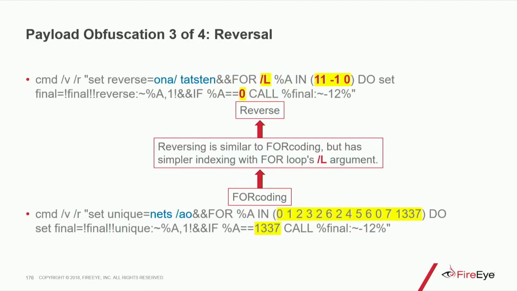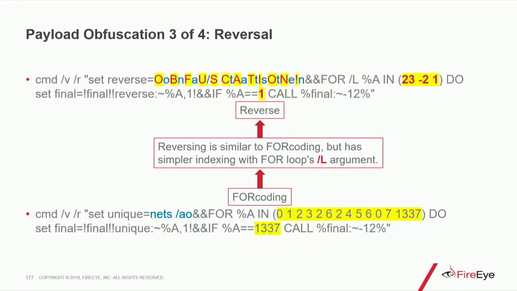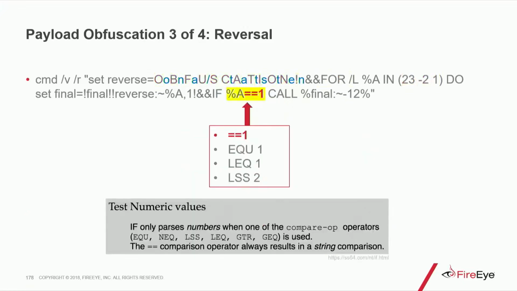All right. Concatenation was number one. We just talked about for loop encoding, or for coding. Reversal was almost the same, except it uses this /L. So instead of having to specify every single index, we just say start, end, and the increment or decrement in between. And then we just set our command in reverse and iterate through, and that becomes our payload. We can add additional characters in there and adjust the incrementer, decrementer, and start and end payload, etc. I'm going to skip that.